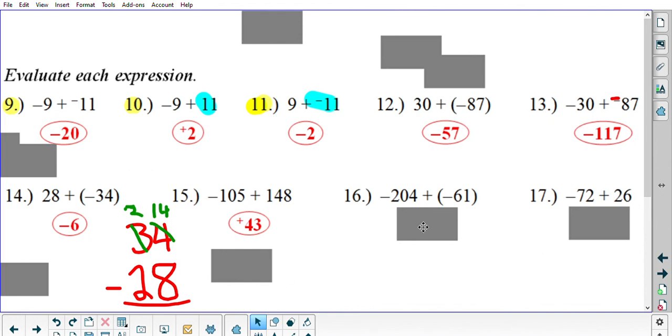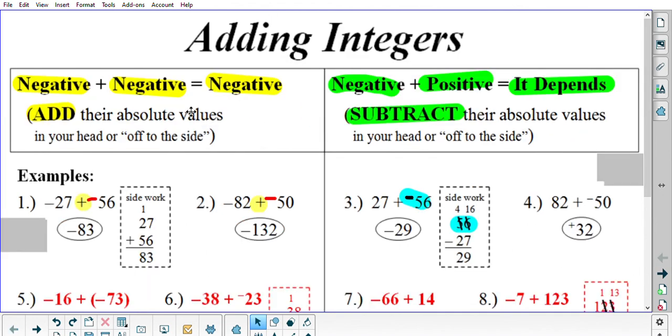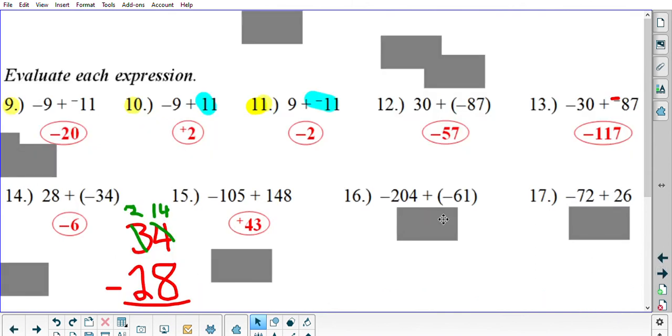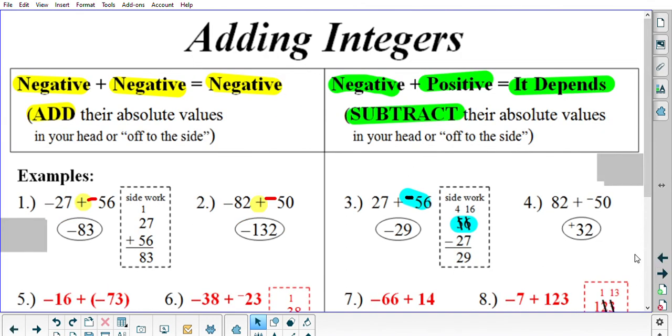Okay, problem number 16. They're both negative numbers. When they're both negative, you will add, right? Negative plus negative, you're going to add. And so, did you do this in your head or did you do it off to the side? Either way is cool with me. I actually can do it in my head because 4 plus 1 is 5. 0 plus 6 is 6. And then the 200 part plus the other part doesn't have 100 parts, so that's just going to stay the 200. So we have 265. A negative plus a negative, what does that become? Oh, it stays negative. So there you go.